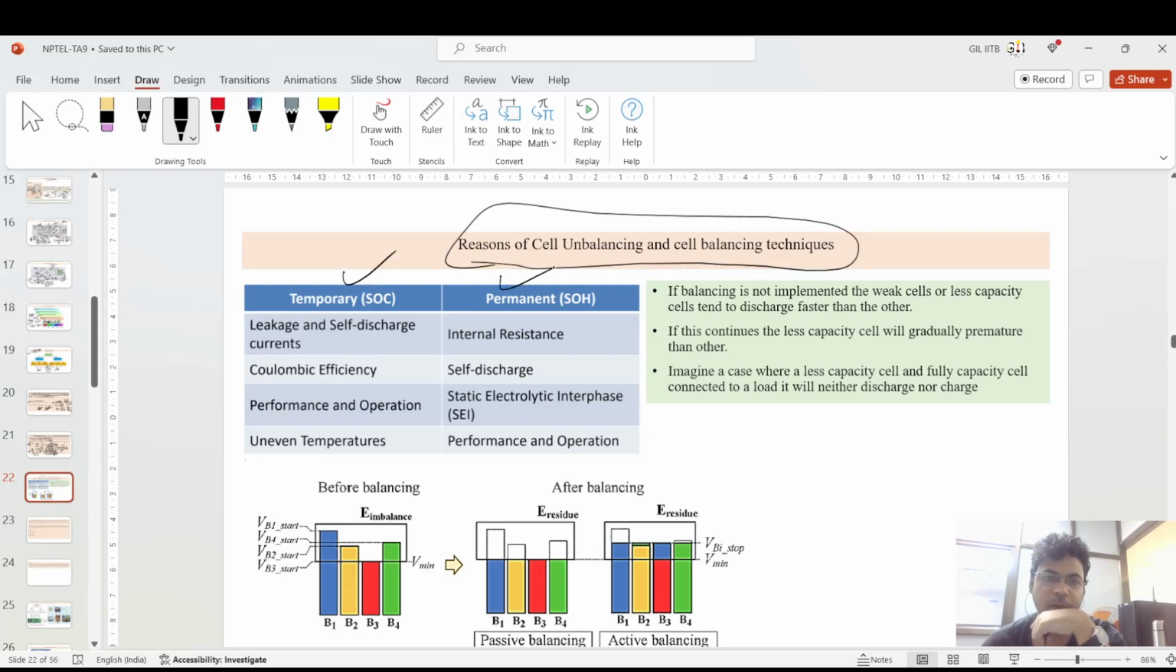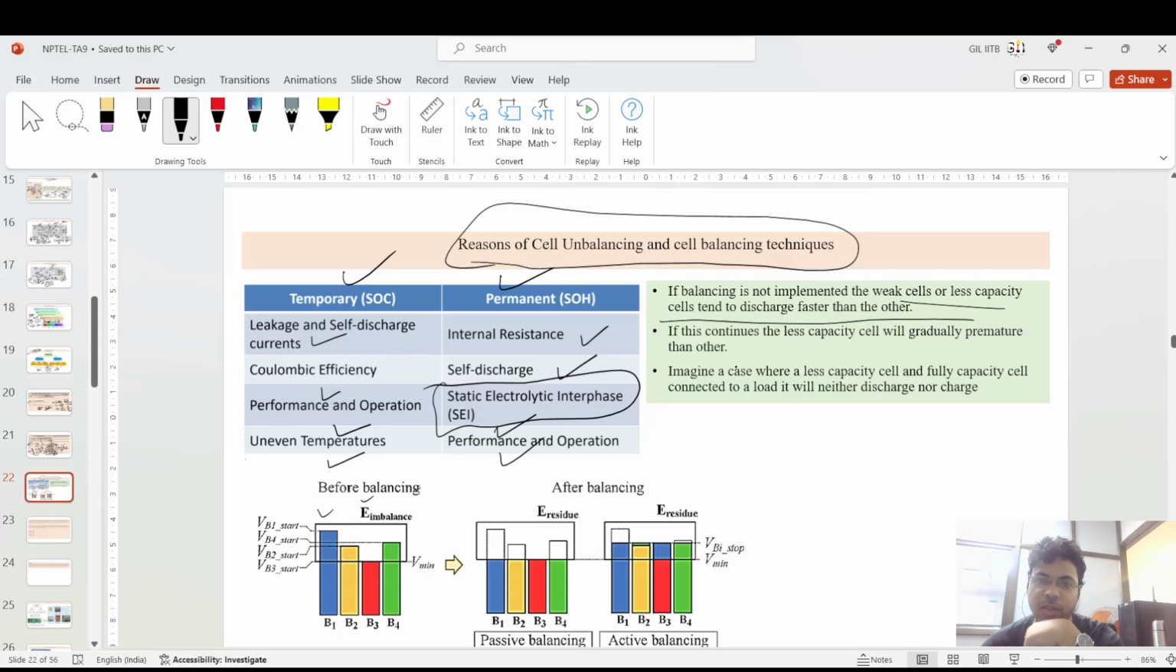Let's move forward. These are the reasons for cell balancing and the cell balancing techniques I have utilized. This is the temporary and the permanent SOH. This temporary SOC change will happen due to leakage and self-discharge current, Coulombic efficiency, performance and operation, and uneven temperature of the cells. And the SOH, which is a permanent damage to the cells, happens due to internal resistance increment, self-discharge, and SEI, the solid electrolyte interface formation, when the lithium ions get intercalated inside the graphite layer, where the SEI layer formation happens, and the performance and the operation.